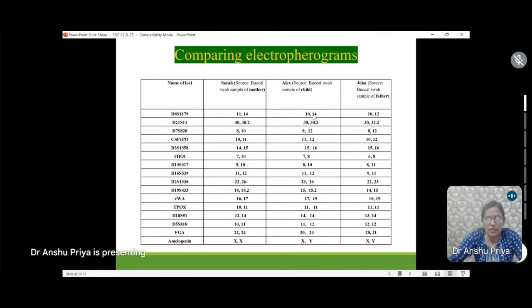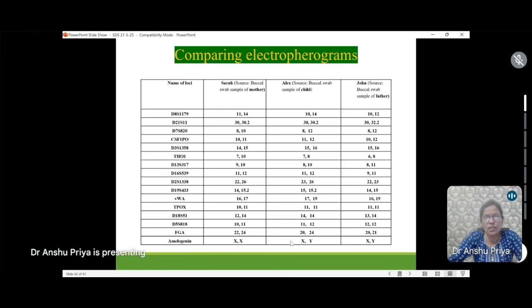So what we are seeing here is the profile of each locus. Like the first locus, the DNA profile of Alex is 10 and 14. So the 10 allele definitely comes from the father John, because father John has 10 and 12. And 14 comes from the mother, because the mother has 14. Similarly, at the second locus, 30 and 32.2. So 30 may come from the father, but 30.2 always comes from the mother, because 30.2 is only in the mother. So the child gets 30.2 from the mother and 30 from the father.